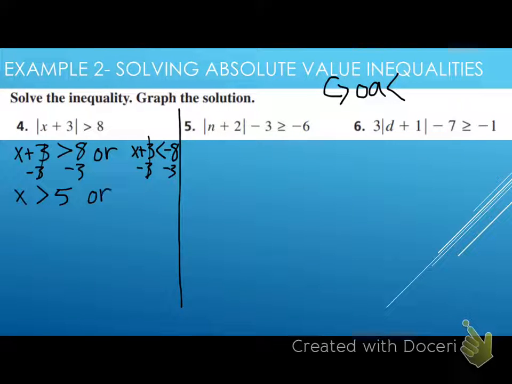Bring the word "or" down. Once again, I get x on the left. What's negative 8 minus 3? Negative 11. Symbol flip or stay? Stay. Are the x's now by themselves? Yes. So here's my solution to our absolute value inequality. Any number that is greater than 5 or any number that is less than negative 11 will make this inequality true. So let's graph it.